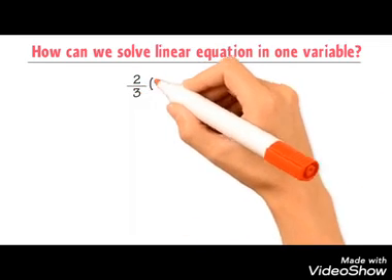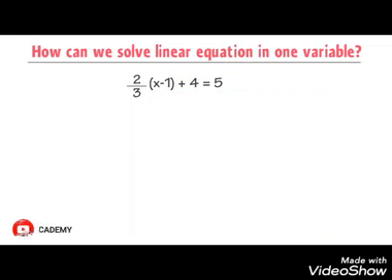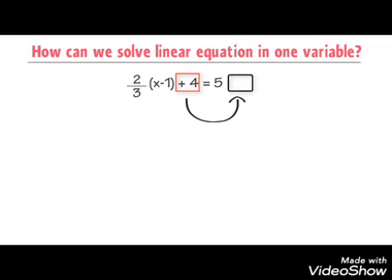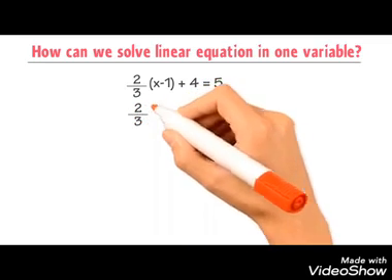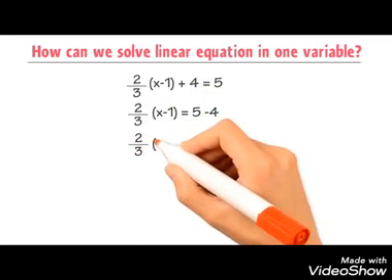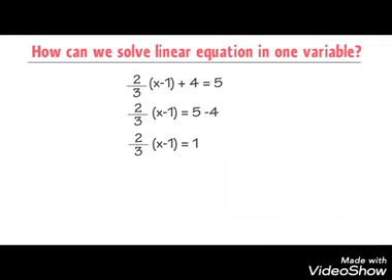2/3 (x - 1) + 4 = 5. In this type of linear equation, first of all, shift the constant to one side and variables to another side. Thus, we are going to shift plus 4 from the left-hand side to the right-hand side. So, 2/3 (x - 1) is equal to 5 minus 4, or 2/3 (x - 1) is equal to 1.